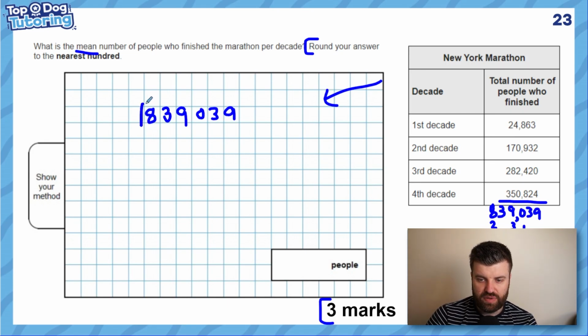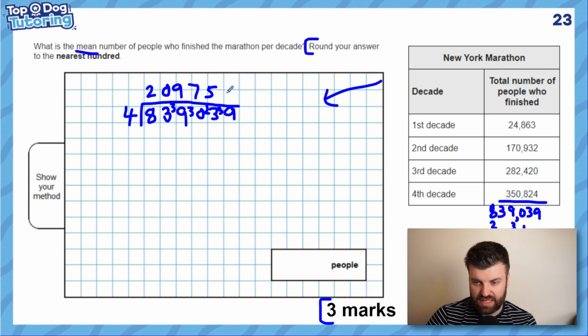Now what we need to do is divide it by 4 because there are 4 decades. 4s into 8 go twice. 4s into 3 do not go. We have to exchange that whole 3 over. 4s into 39, that goes 9 times with 3 left over. 4s into 30 goes 7 times with 2 left over. 4s into 23 go 5 times with 3 left over. 4s into 39, again, we just did that one earlier. It's 9 times with 3 left over. 4s into 30, we can go 7 times with 2 left over.